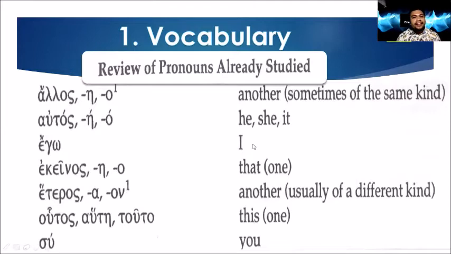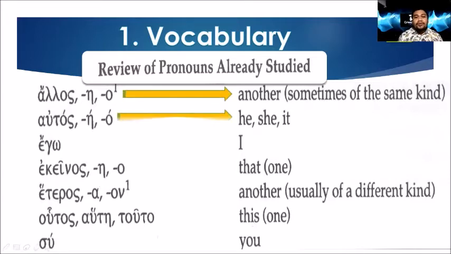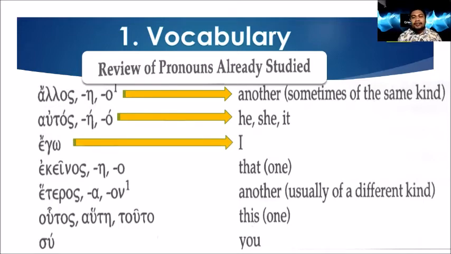The first one here is allos, alle or allo. It means another, or sometimes of the same kind. We have also autos. This is the third personal pronoun, which is he, she, or it in the singular form. And of course, in the plural, it is they. We have also ego. That's the first personal pronoun, which means I, or in the plural, we.